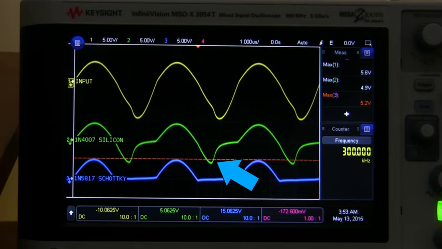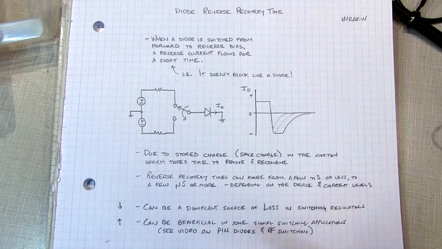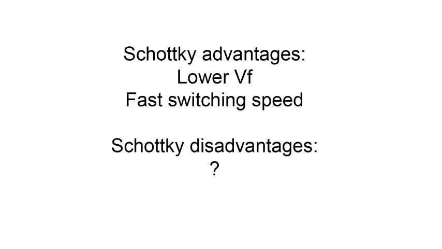Every diode takes a certain amount of time to switch from allowing forward current to blocking reverse current. Schottky diodes tend to be very quick, so that's why they're often used in medium to high frequency applications. If you want to learn more about this behavior and how to accurately measure the recovery time of a diode, enable annotations and check out Alan's excellent video on the subject.